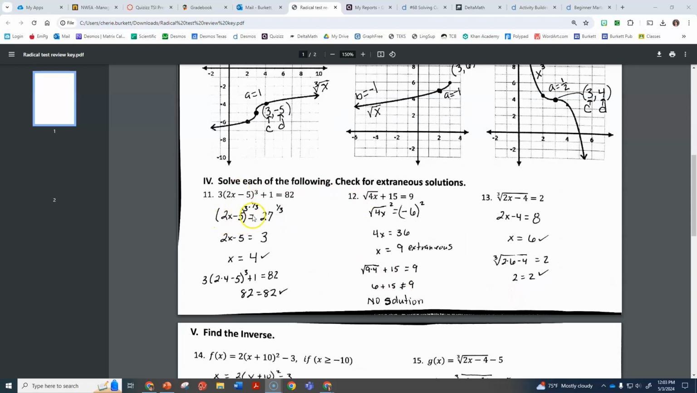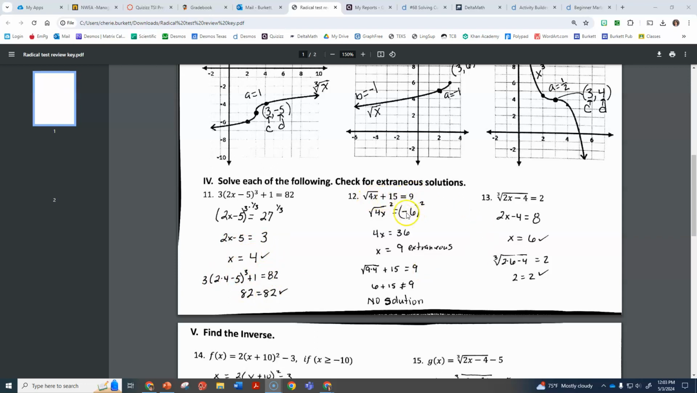Here solving it, so I did -1 divided by 3, that's where I got the 27. To get rid of the cubed, I raise it to the 1/3 power, or take the cube root, however you want to do that. Those two cancel out. Add 5, divided by 2, that's where I get 4, plug 4 in and check it.